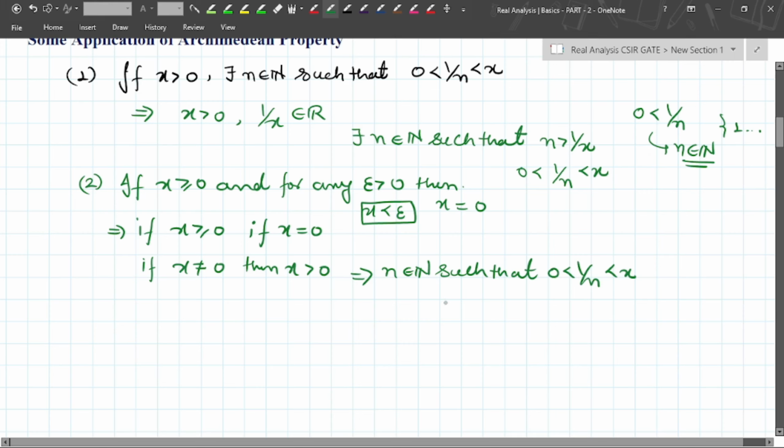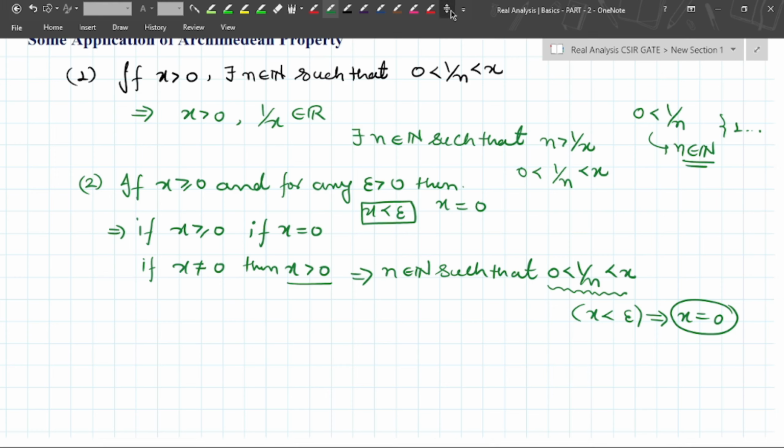Okay, but this is the contradiction. It contradicts where my x is less than epsilon, so it means my x is equal to 0 here. If my x is not equal to 0, if I take the assumption that my x is not equal to 0, then it means my x will be greater than 0. But if my x is greater than 0, then this property will not hold. So of course it must be 0. So this is the property we can prove by the Archimedean law. So this is all about the Archimedean law.